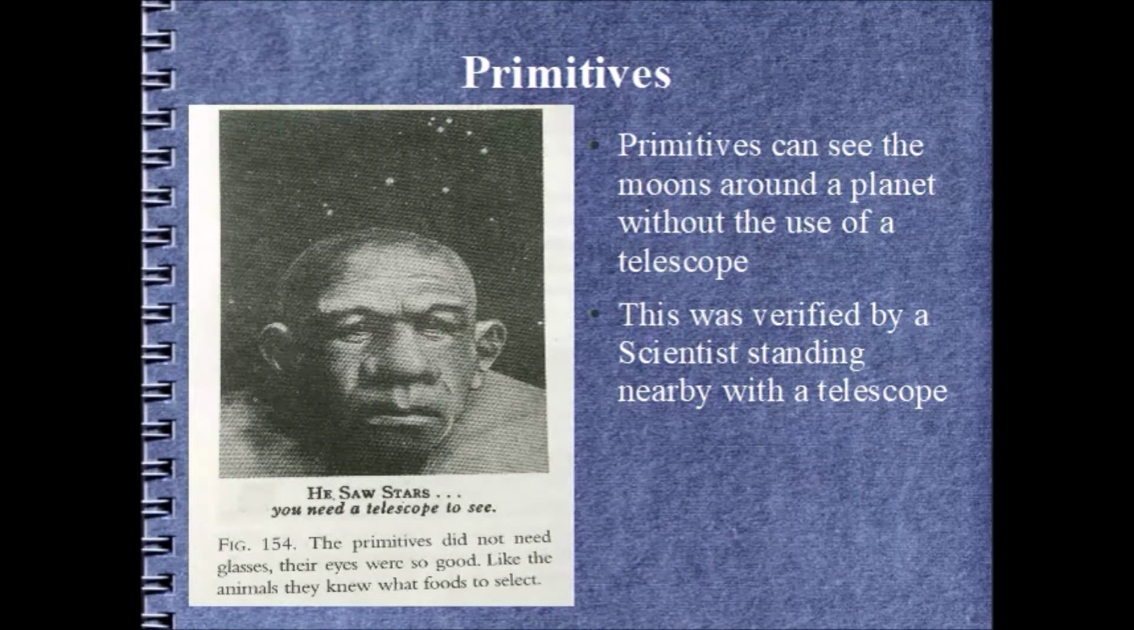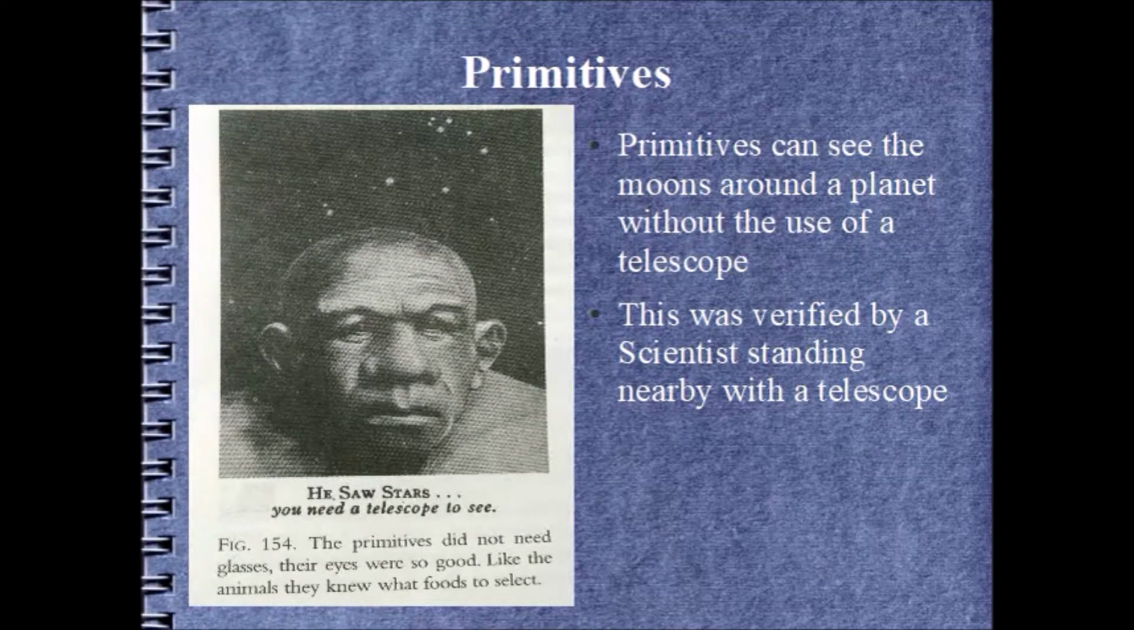Here is a picture borrowed from the book Nutrition and Physical Degeneration by Weston A. Price. I'm not going to go too much into detail about the book, but he proved basically that when you live on the land, it's better for our dentition and our vision, whereas when you eat processed food, it kind of destroys our health. So here's a picture of a caveman, and it says, "He saw stars. You need a telescope to see."